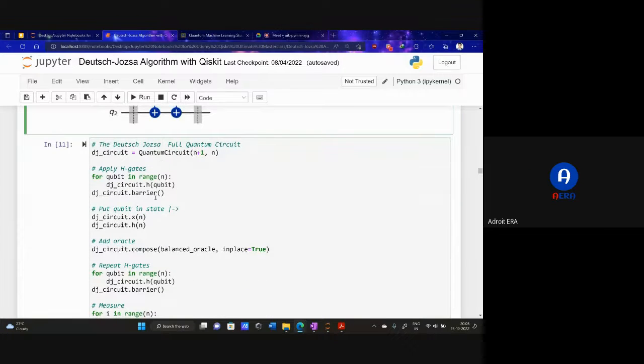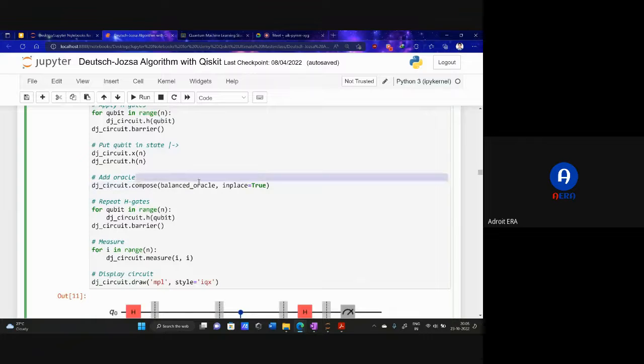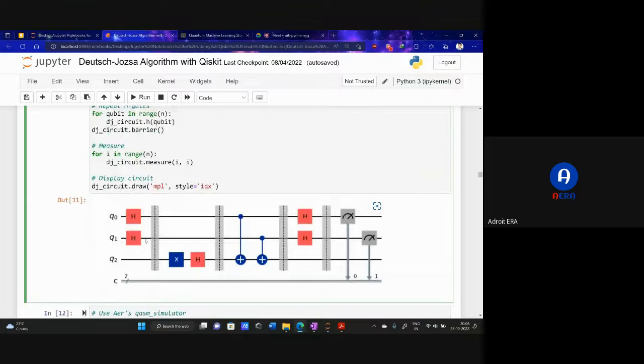So again, we apply the Hadamard gate to all the first register, then we prepare the second register, then we apply again, we compose. And this time also style IQX. Look, this looks so different. Here the measurement box is silver, but earlier in only MPL it was black, right? Hadamard gate box was blue, but here it is red. X gate was also blue or green, something like that. Here it is dark blue.